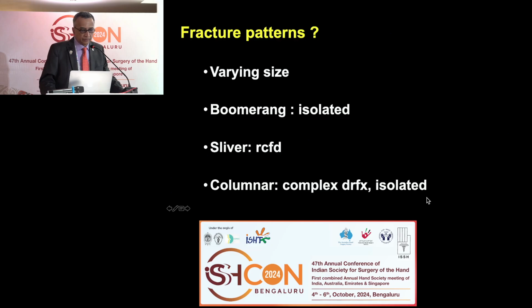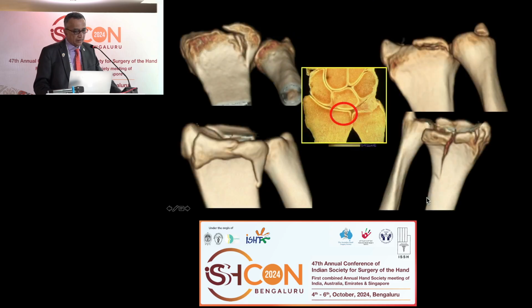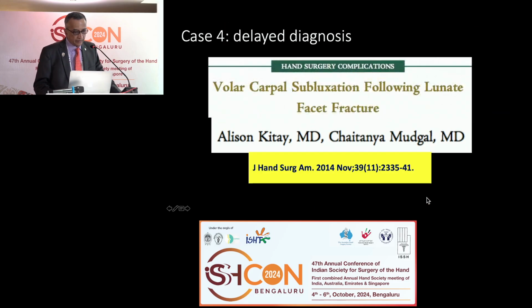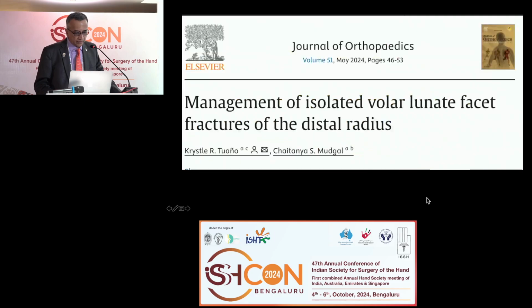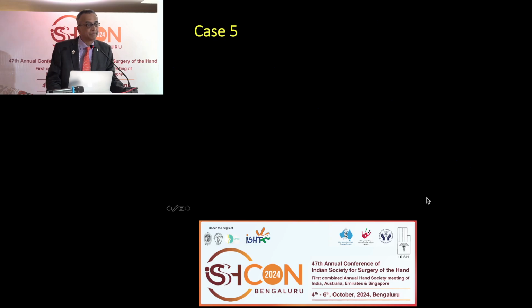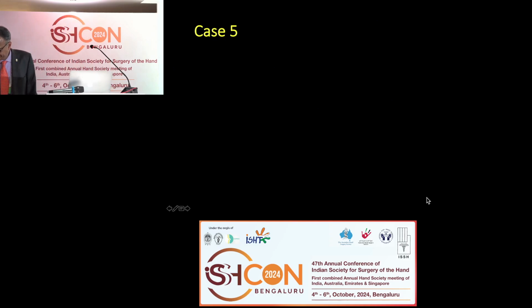So the fracture patterns in this situation are of varying sizes, and these are what I call the boomerangs, which you can see either isolated or as part of the volar Barton, or shaped like a sliver that you see in a radiocarpal dislocation, or a club that you see in the intermediate column fractures. I'm happy to share these with you guys. So do we have time for one more case?